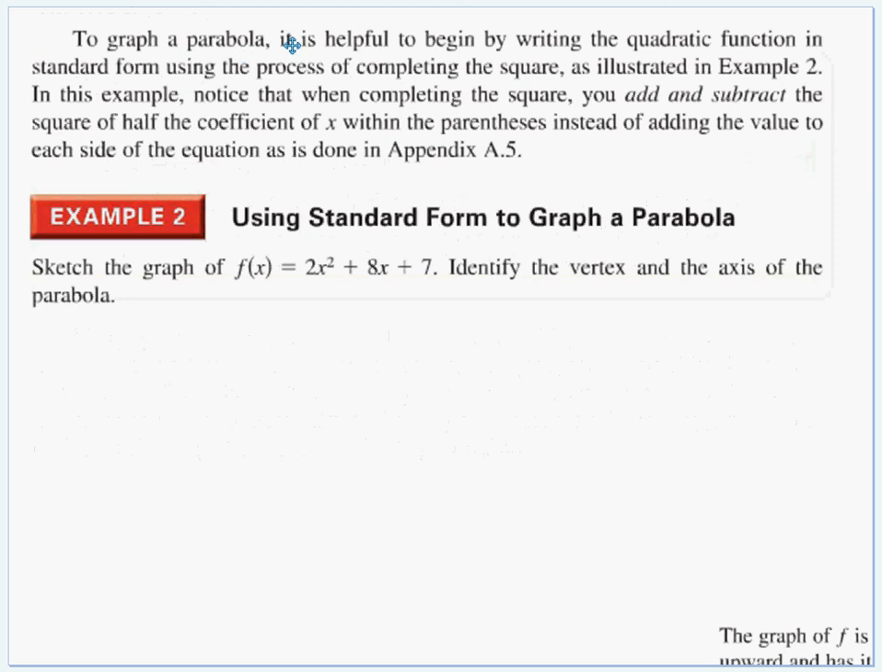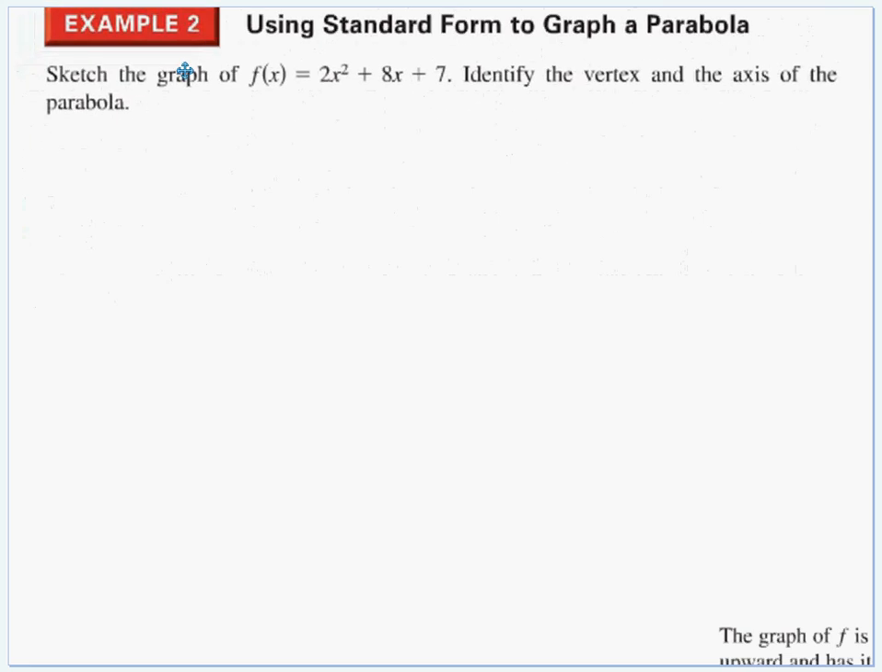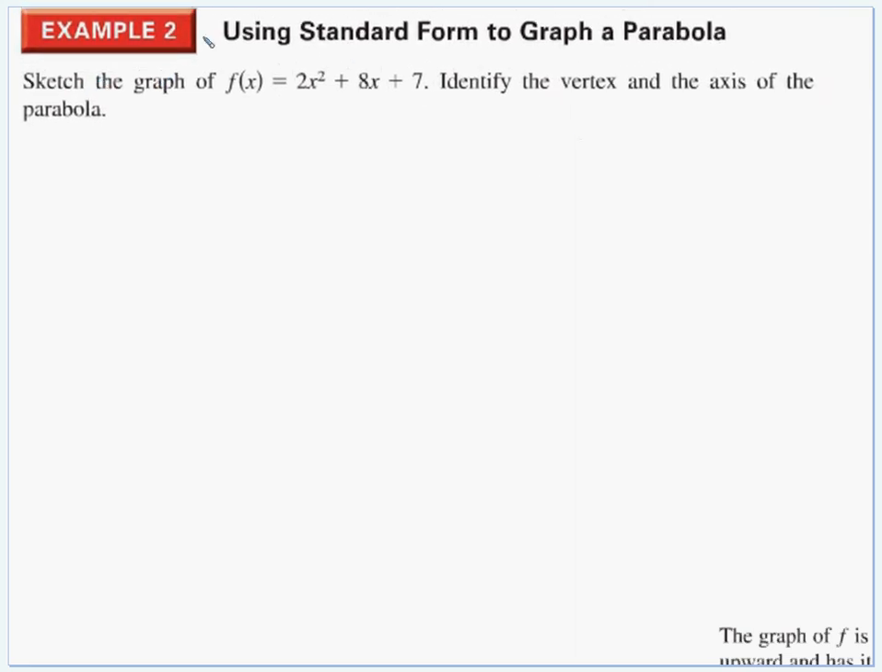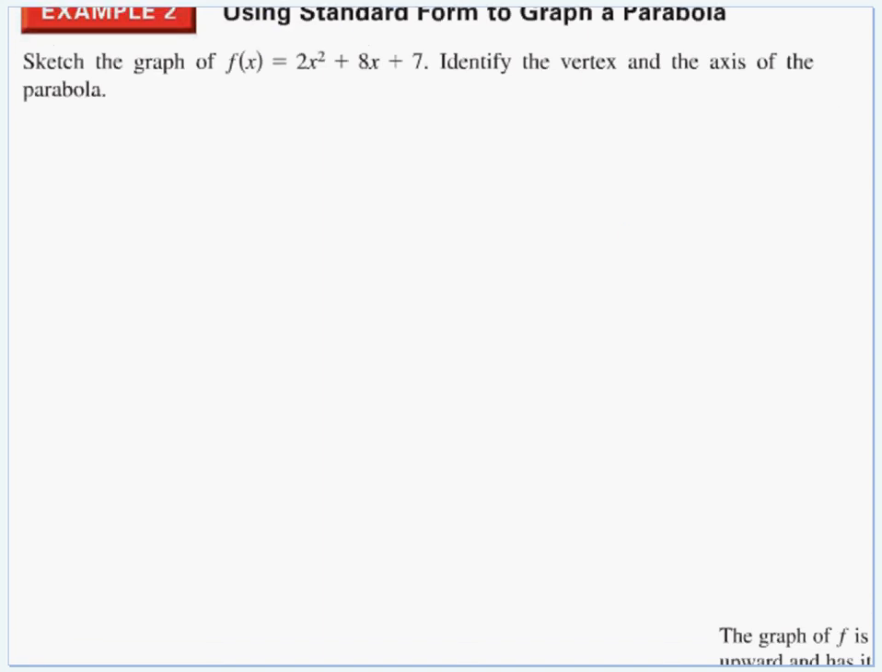Okay. To graph a parabola, it's helpful to write it in standard form. Okay, I guess I copied that twice. Here we go. Example 2, and we always read the directions. Sketch the graph of the parabola, identify the vertex and the axis of symmetry, or the axis of the parabola. So the first thing we want to do is get this into standard form. So let's see here. We're going to factor out a 2.